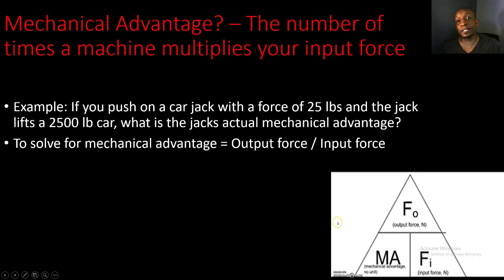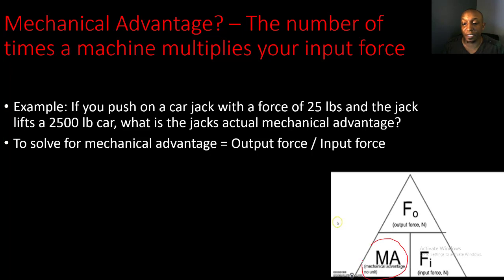Now let's take a look at mechanical advantage. And that's going to be the number of times a machine multiplies your input force. So how much easier it makes your work. So for example, if you push on a car jack with a force of 25 pounds and the jack lifts a 2,500 pound car, what is the jack's actual mechanical advantage? Well, in order to solve for mechanical advantage, you would take your output force and divide it by your input force. So let's also look at our triangle over here.